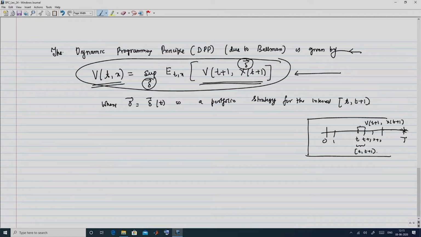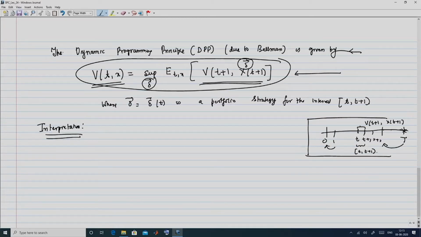All right. So, basically this is a recursive formulation where you start off backward in time and then eventually you arrive at time t equal to 0. Okay. So, let me just put down the interpretation for this.